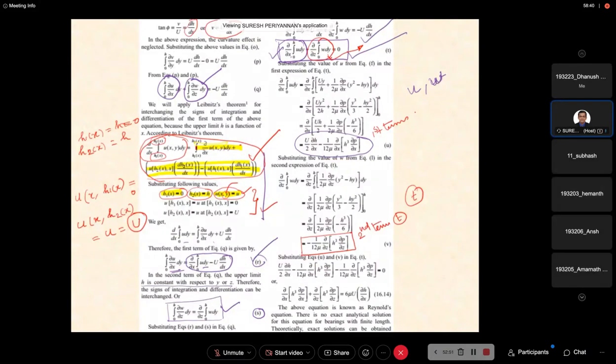This is the first term of equation t. Then sum it. Again substitute in the same equation. First term plus second term is going to give this final equation. Now from this we obtain the final equation, this one. Now with the help of this equation, with the help of this Reynolds concept, we can understand the bearing pressure with respect to velocity in x.